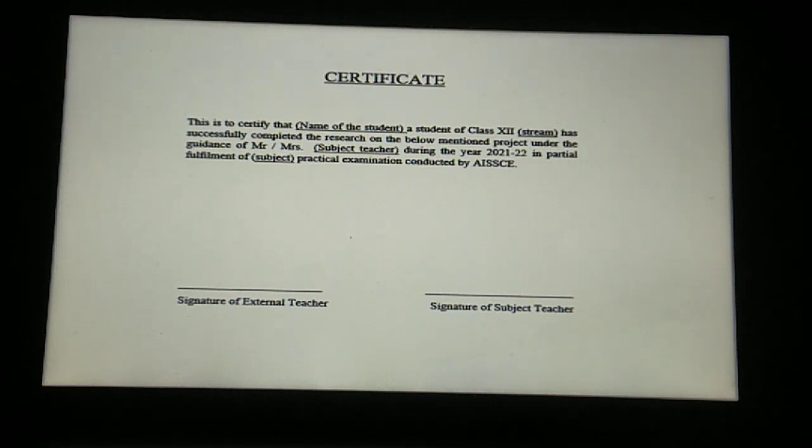Before the certificate page, you have to make a cover page of your file. In the cover page, you will be writing the name of your school at the top, then you will be pasting the picture of your school, and after that you will be writing the name of the project, the topic, your name, class, stream, and the board roll number. But don't write the board roll number now. When you get the board roll number from the CBSE, then you can use it.